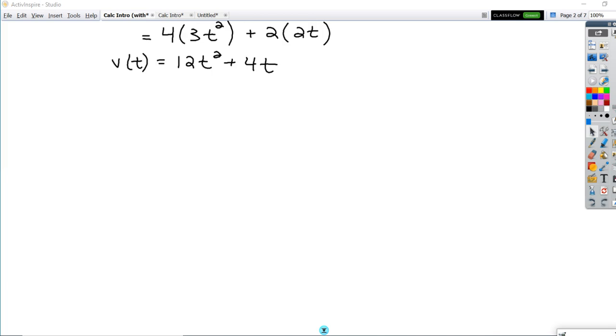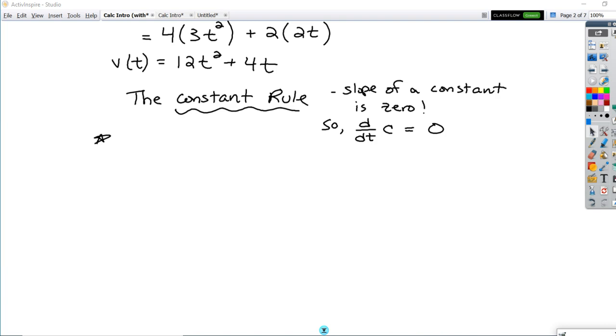Alright, on to our next rule. I've already alluded to this. It's called the constant rule. The slope of a constant is 0. Because you think about what that graph would look like, the slope of a constant is just a horizontal line. And so the slope of a horizontal line is 0. So any constant all by itself is not dependent on time, and so therefore it doesn't change with respect to time, and so its derivative is 0.